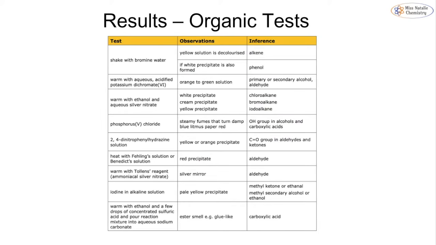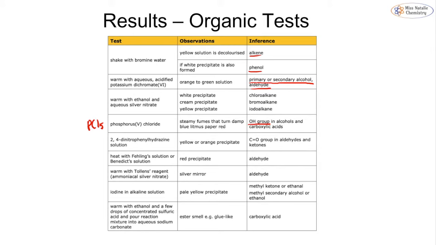Of course, for our organic tests, we can also be identifying the functional group that is present. So key ones would be for our alkene or phenol using our bromine water. We can test for any sort of oxidation for a primary, secondary alcohol or an aldehyde using our potassium dichromate. We can use again our silver nitrate to determine what halogenoalkane we have. Phosphorus(V) chloride, or PCl5, is used to identify OH groups.